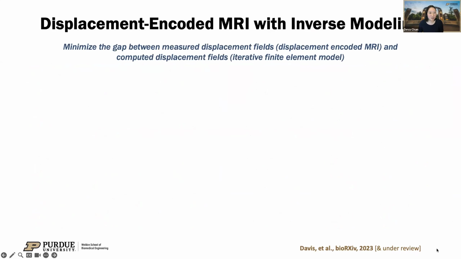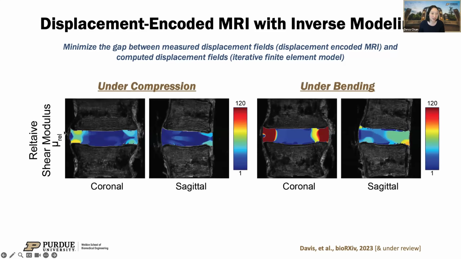And so finally getting to the inverse modeling, right, we had displacement fields that are measured experimentally as well as computed displacement fields from a finite element model. And we iterated that finite element model until we minimize the gap between our experiment and the model itself. And the thing that we iterated within that model is actually the relative shear modulus. So we tweak the shear modulus as a function per pixel in these images until they give us a finite element model that produces a similar displacement field.